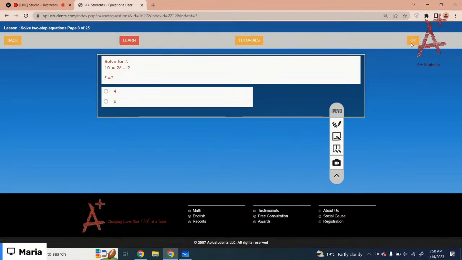Okay, which of the options is the correct one? Which is the correct value of f? Solve the question on your notebook and let me know the answer. Which of the options is the correct one? It is f equals 4. Got it? The correct option is 4.